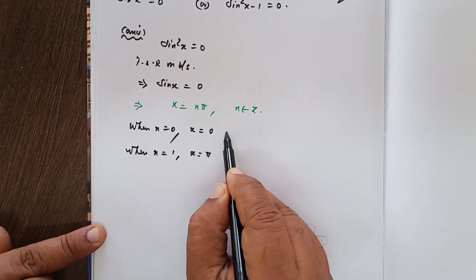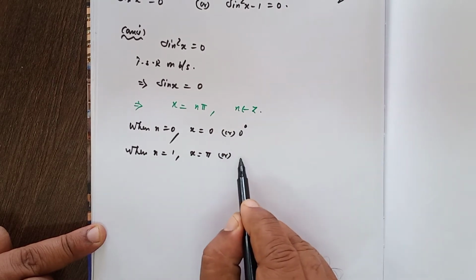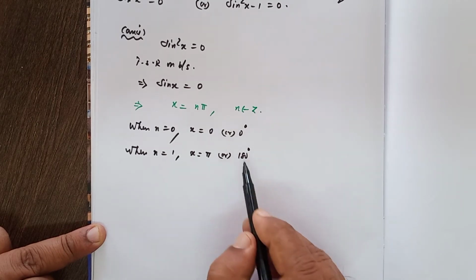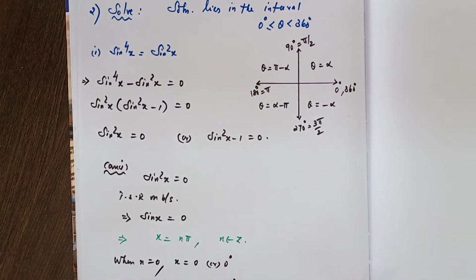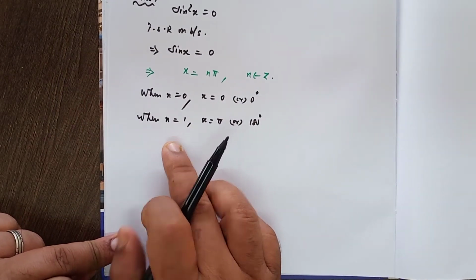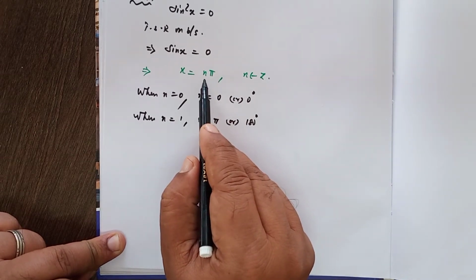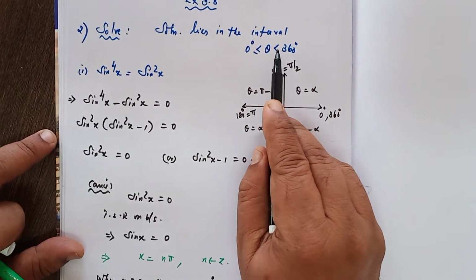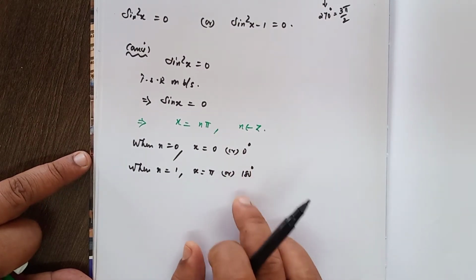0 in radian, or you can write 0 degree, or pi can be replaced by 180 degrees. 0 degrees and 180 degrees both lie in this interval. So both can be considered. But no chance of taking n equal to 2. If we replace n by 2, 2 into pi, 2 pi. 2 pi is equal to 360 degrees. 360 degrees is excluded here because you are given strictly less than. So we can go up to 1 only. So we have double solution.